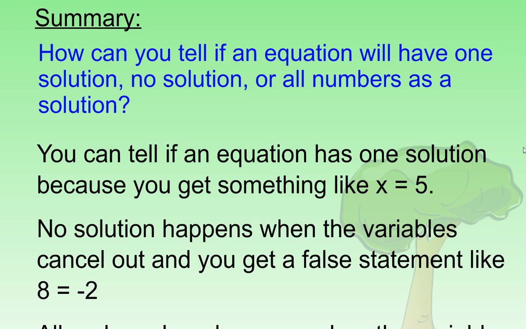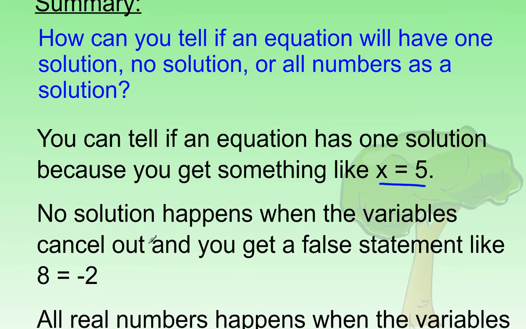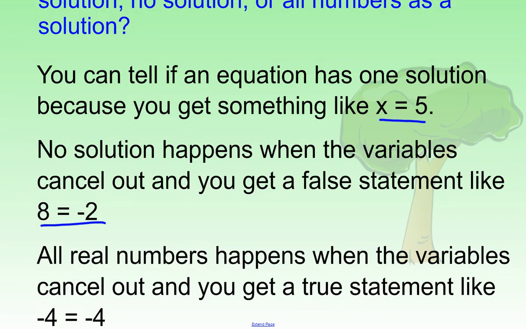Here it says you can tell if an equation has one solution because you get something like x equals 5. Those normal equations we got before, that's what we get. No solution happens when the variables cancel out and you get a false statement like 8 equals -2. Because 8 does not equal -2, that problem does not have a solution. And then all real numbers happen when the variables cancel out and you get a true statement like -4 equals -4.